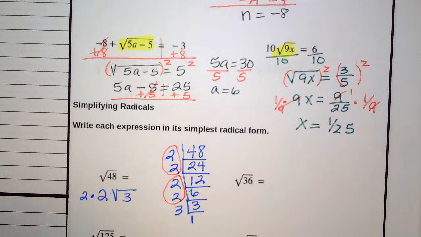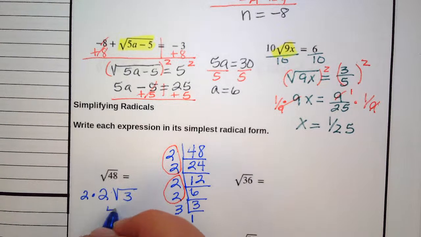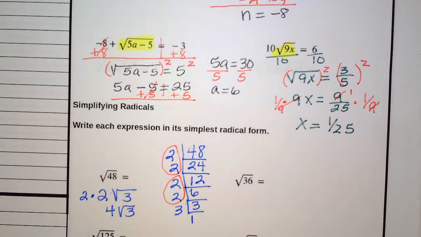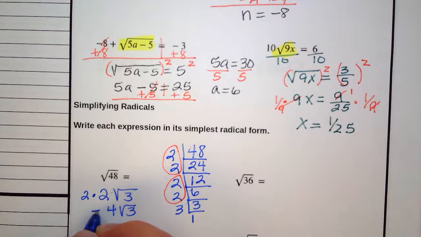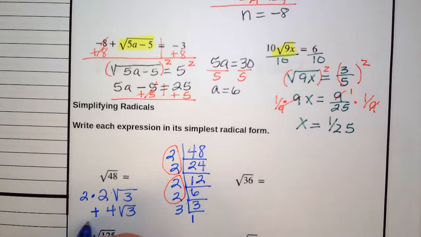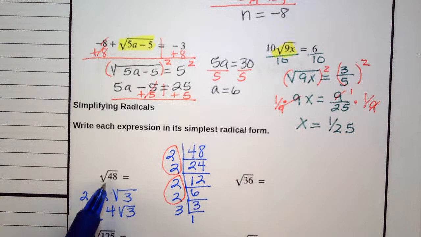We're not quite done. 2 times 2 is 4. 4 square root of 3 is the answer. That is the primary answer. Square roots always have two answers. We have the positive, which is your primary square root, and the negative, which is your secondary square root. So the square root of 48 is equal to positive or negative 4 square root of 3.